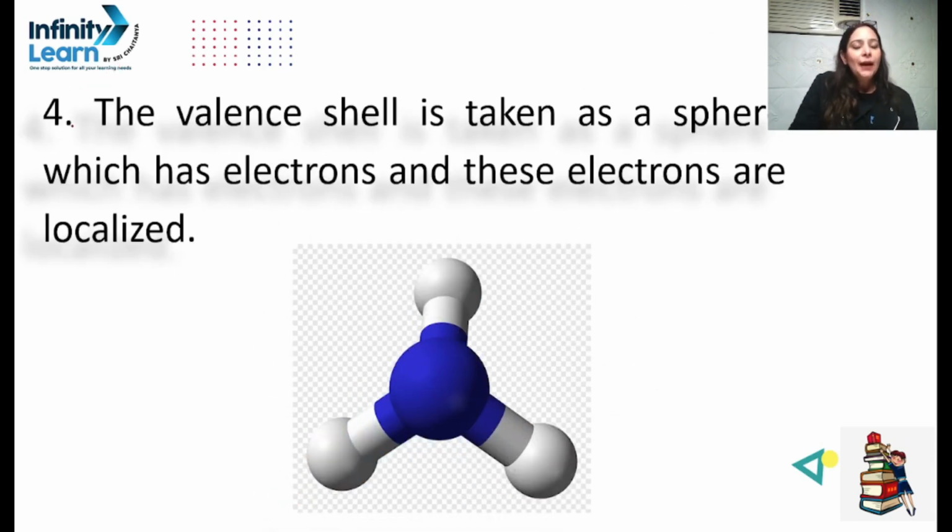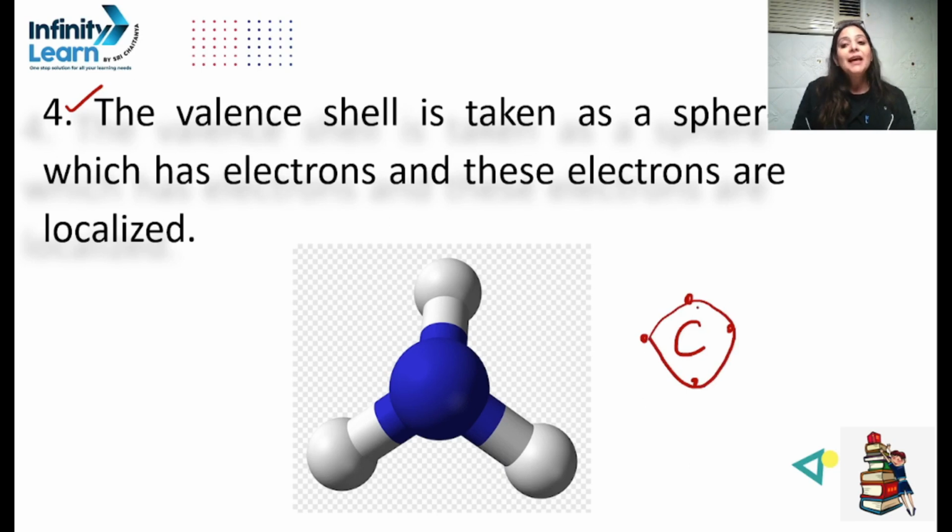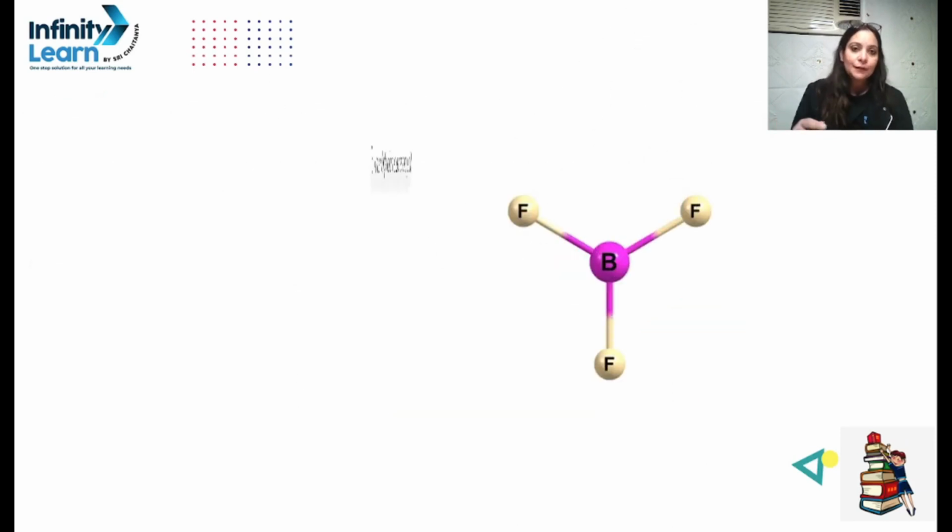Okay. Another postulate is that the valence shell is taken as a sphere. For example, if I talk about carbon, the valence electrons are arranged around carbon in such a way. So if I imagine it as a sphere, then the positions of the electrons are localized. This is a hypothetical postulate, but still it is assumed that the electrons tend to occupy fixed positions around a central atom.